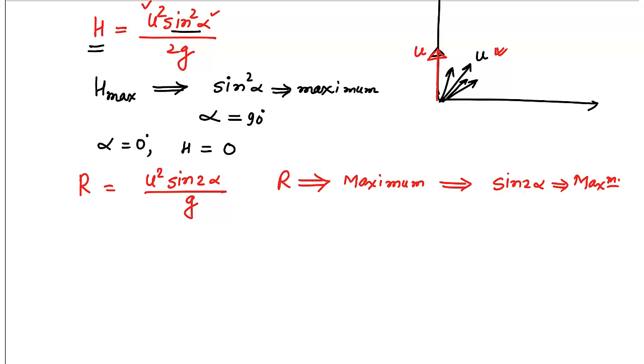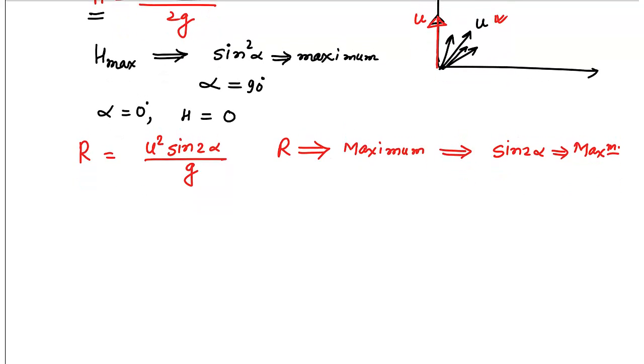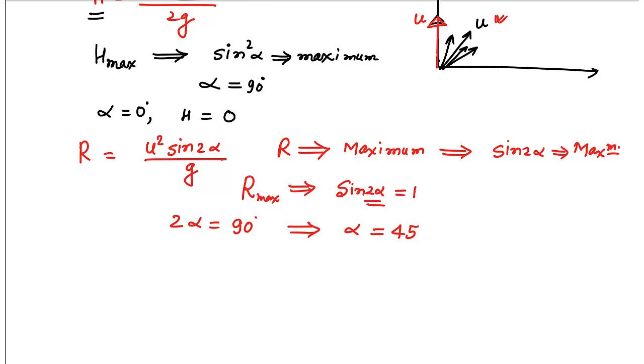So if I have sine 2 alpha that is maximum, then I will have maximum range. So for maximum range, I can say sine 2 alpha is equal to 1. This is possible because the maximum value of sine alpha or sine theta is equal to 1. And this is possible when 2 alpha is equal to 90 degree. This also means alpha is equal to 45 degree. So if you throw a projectile at an angle of 45 degree, you will have maximum range.